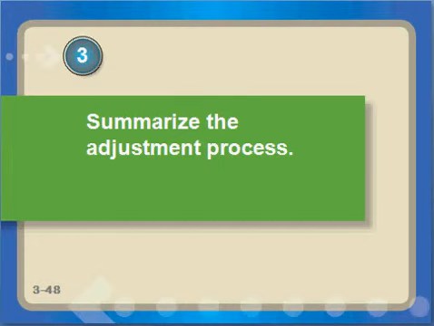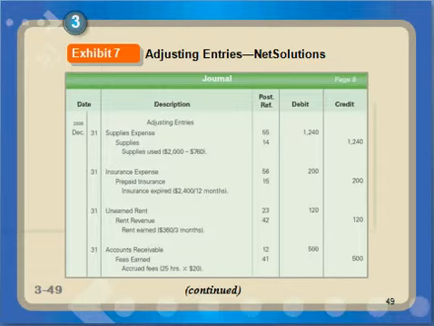Now I want you to take a look at the adjusting entries, and these are shown on page 116, and the ledgers are shown on page 117 in your book. I want you to take a look at those entries and how they would be recorded in your ledgers. It's on the ledgers on page 117 and 118.